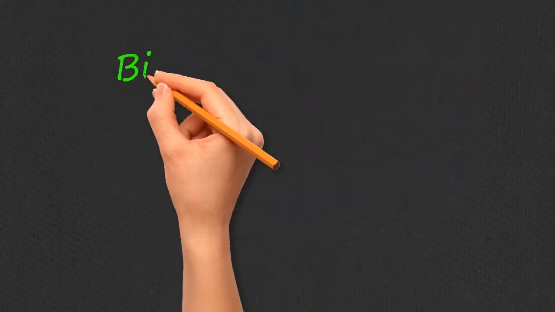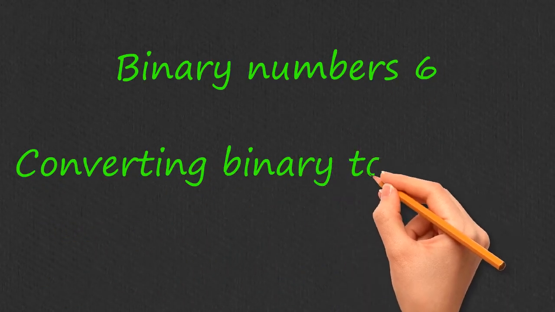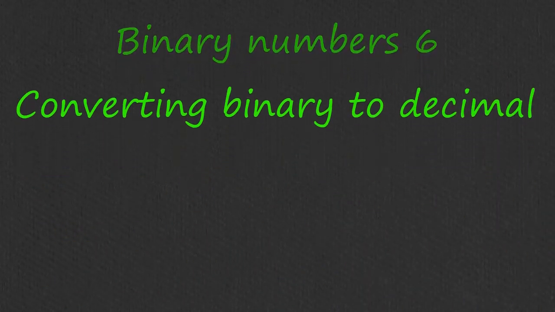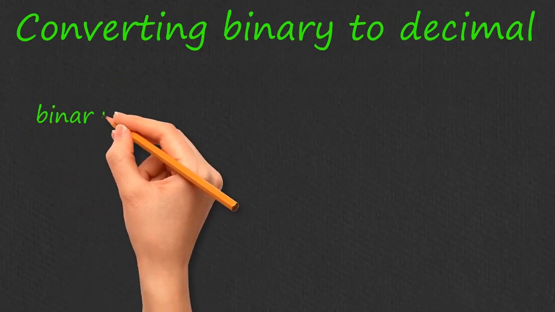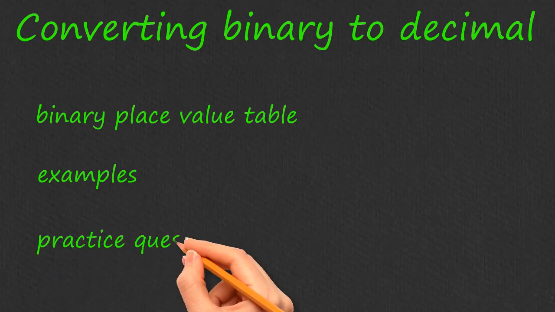This is video 6 in the binary number series, and we will talk about how to convert binary numbers to decimal numbers. We will use the binary place value table for these conversions, and I will show you a few examples. Then you will have a chance to do some practice questions.